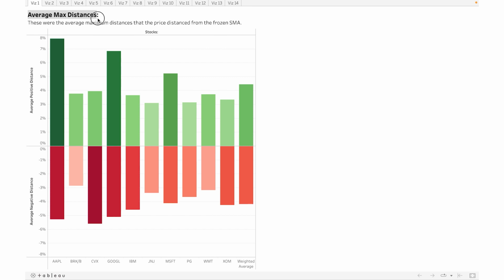In this chart, level 0 represents the starting point of each series where the 50-day SMA is located, the reference line. For instance, we can observe that for Apple, the average negative distance was approximately minus 5%, while the average positive distance was around 8%. Apple also exhibited the widest range, whereas Berkshire had the narrowest range. The overall weighted average range was calculated to be 4.44% and minus 4.2%.